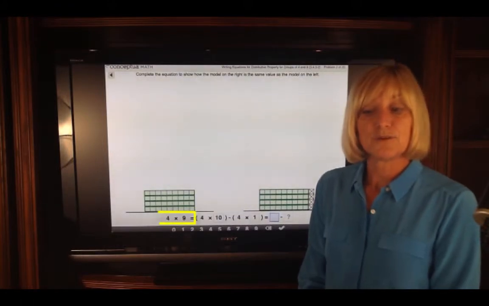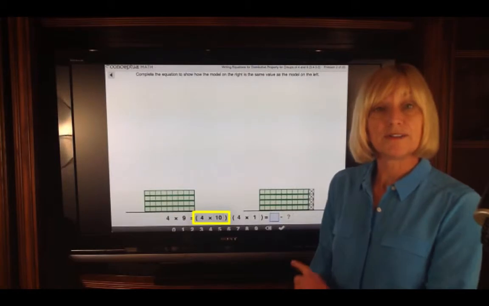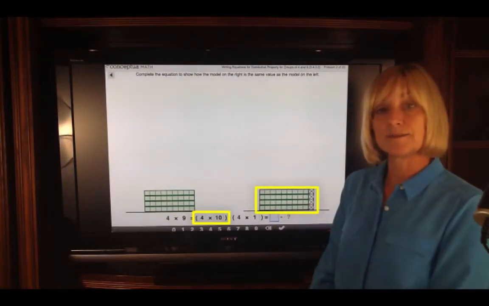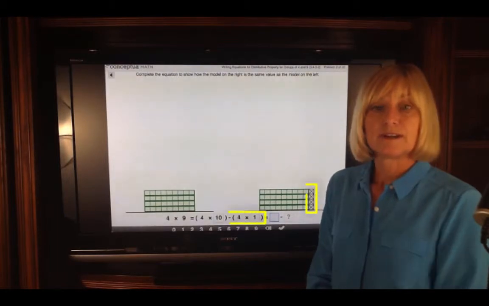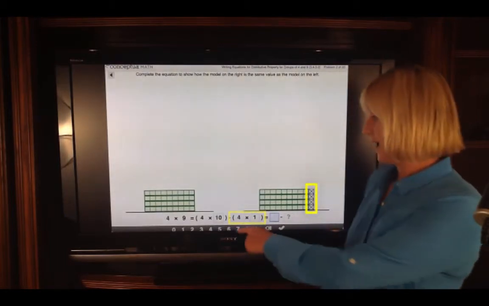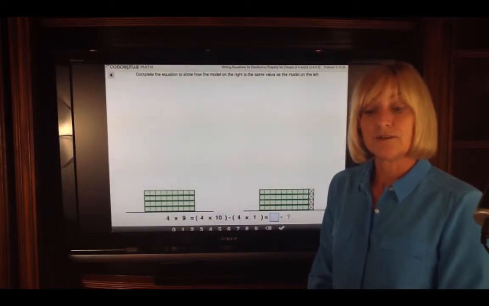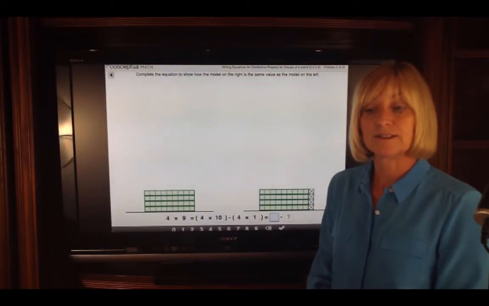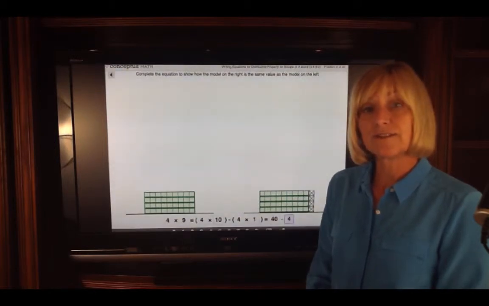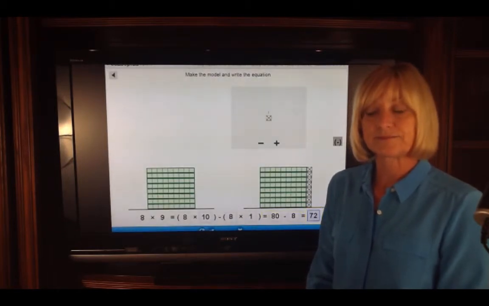If they don't know 4 times 9, students might know 4 times 10. So on the right, they create a model for 4 times 10, and then they X out 1 block in each group. So students learn that each parenthesis represents a different part of the model. So the first parenthesis is the green, and the second is the gray X out blocks. And as they move along, they create the models, but they're expected to put in the partial products, and then finally they put in the entire product.